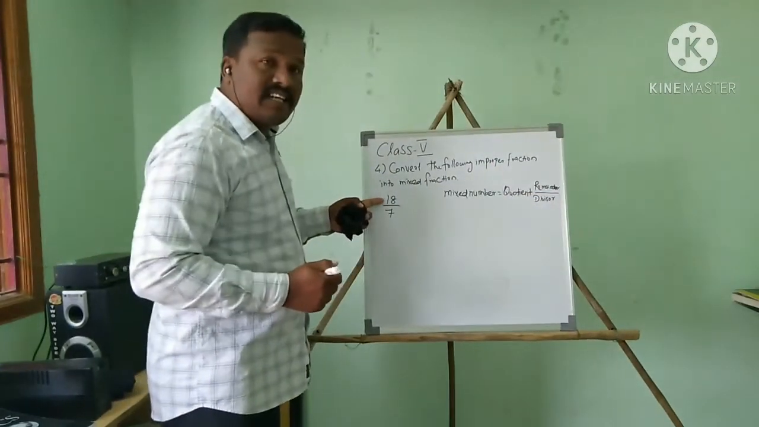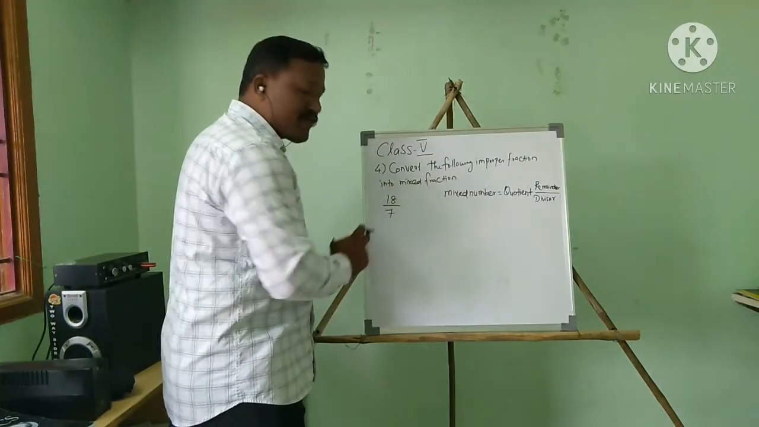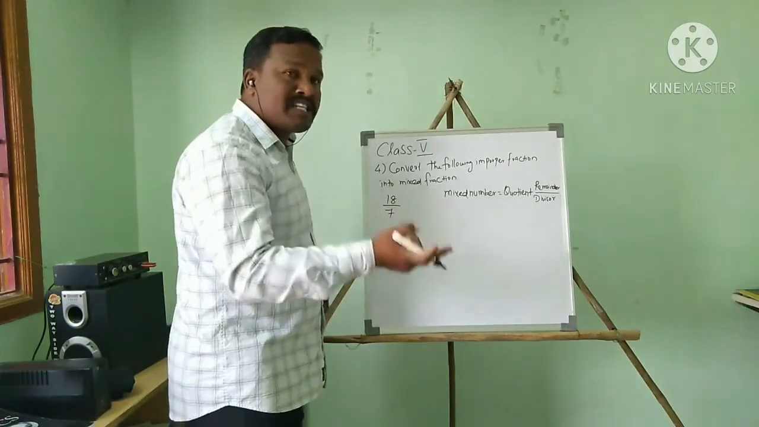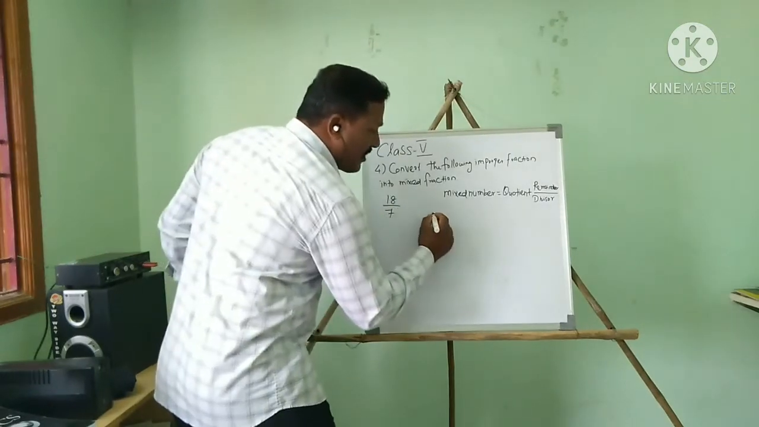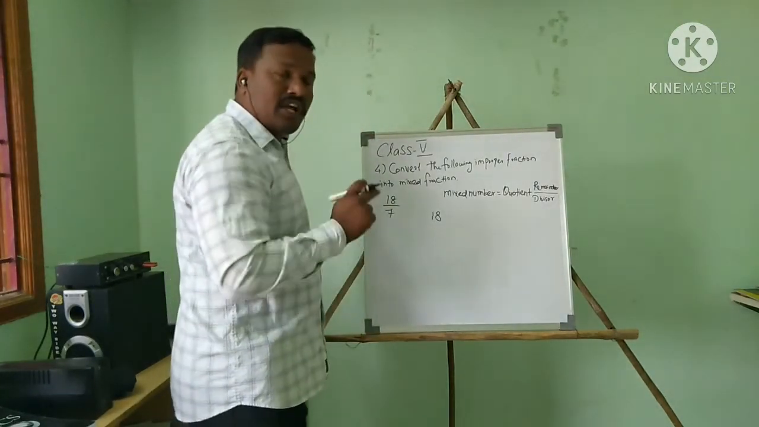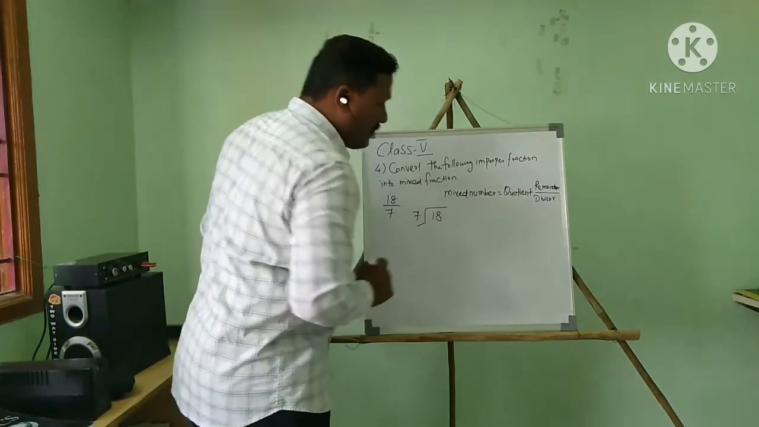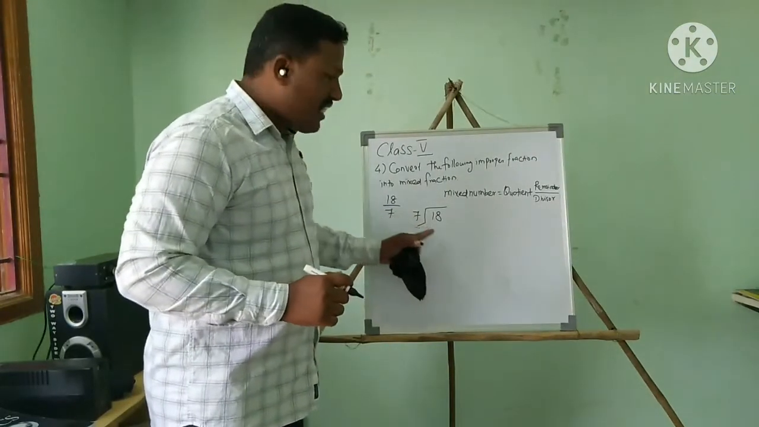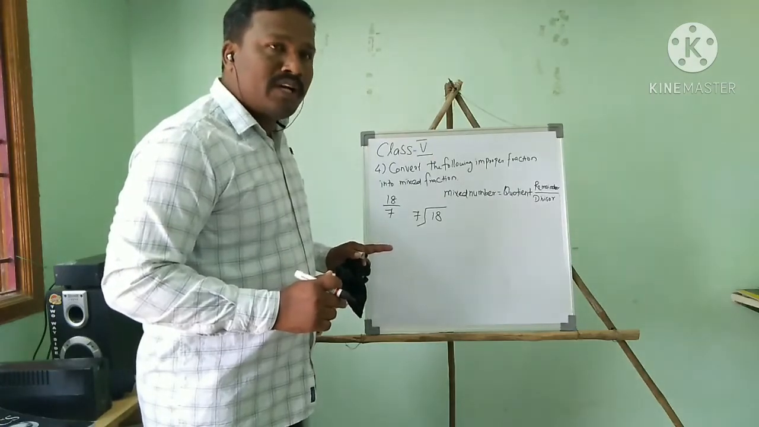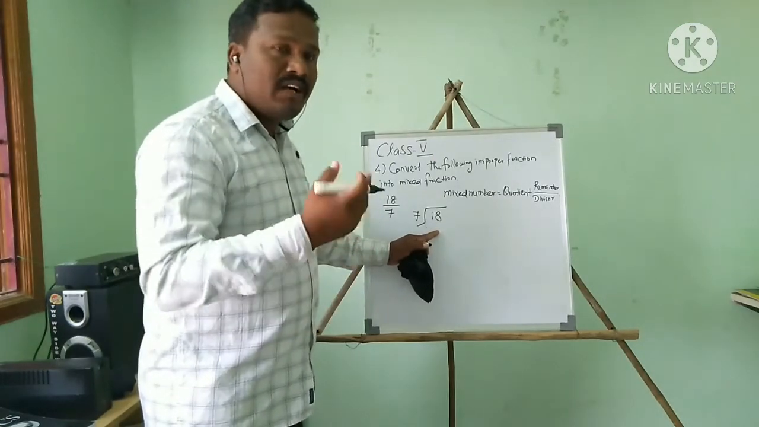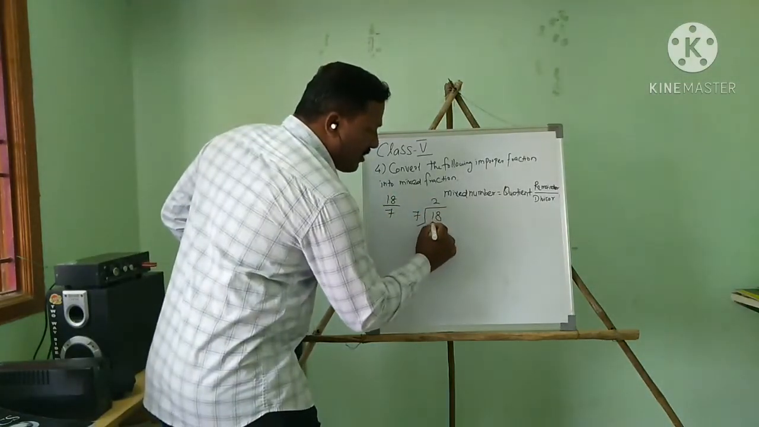So what will you do? When you solve this kind of sum, improper to mixed fraction, first you have to take the numerator as the dividend. Numerator as the dividend, so 18, and the denominator as the divisor, so 7. Now you have to divide. How many 7s are there in 18? 1 7 is 7, 2 7s are 14, 3 7s are 21. 21 is bigger than this number, so we cannot say 3 7s, but 2 7s are 14.